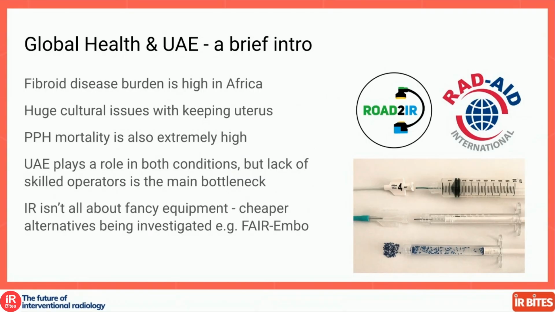So here's a vial of something called Fair Embo, which is basically cut up sutures suspended in a solution, and that is used as an embolic material to close off the vessel. And it's shown to be as effective or almost as effective as the particles, but for a fraction of the price, because some of the vials of these embolic particles cost like 100, 200 quid, whereas a vial of this is much cheaper. And so there are these alternatives being investigated. So it's not all about super fancy equipment and stuff. Sometimes the simple solutions are the most effective ones. And so this is another area for future exploration.